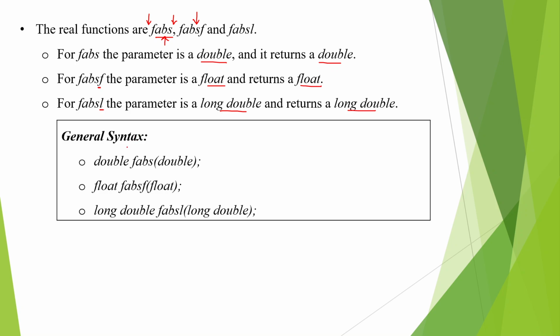Okay, so fabs, as you can see, takes a double parameter and returns a double return value. Then fabsf takes a float value as input and returns a float value as output. Then fabsl takes a long double as parameter and returns a long double value. This is the parameter, this is the return value. Okay, hopefully you understood.